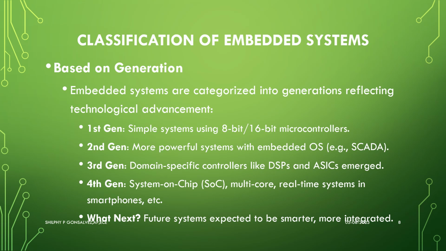The second generation includes more powerful systems with embedded OS, for example SCADA. The third generation came as domain-specific controllers like DSP or ASIC merged. And in the fourth generation, that is SoC, system on chip, multi-core processors, real-time systems in smartphones, etc. And what's next? The future systems are expected to be smarter and more integrated.